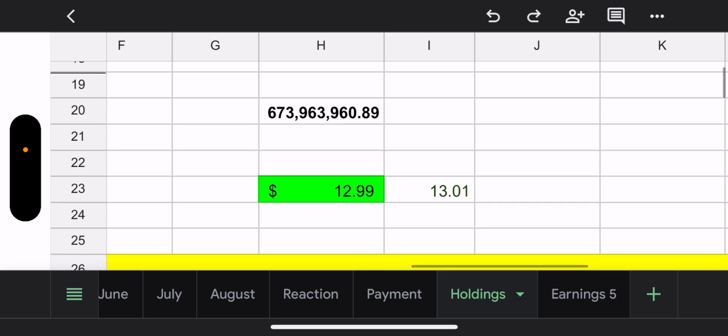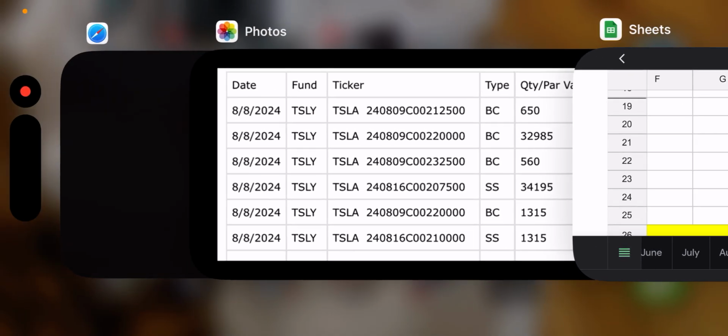So I'm not going to try to predict anything, but 4 and 5% out of the money. We'll see how it goes. All right, so the net asset value of this fund is $673 million. The NAV is $12.99. Trade price $13.01. So that is for TSLY.